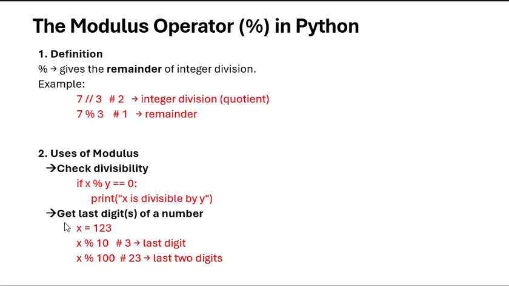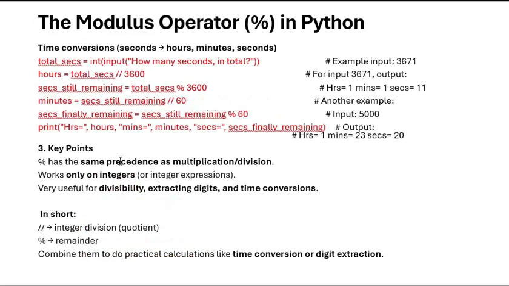The second one is get the last digits of a number. x is equal to 123. Here x modulus 10, you will get 3. This is the last digit. And when you do x modulus 100, you will get 23. These are the last two digits of that x. Got it?